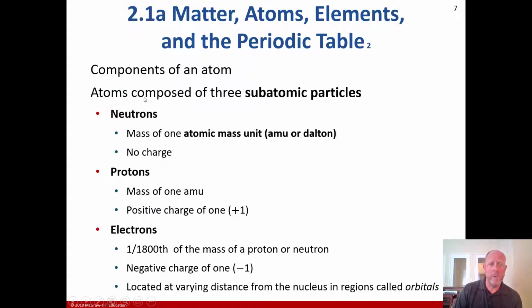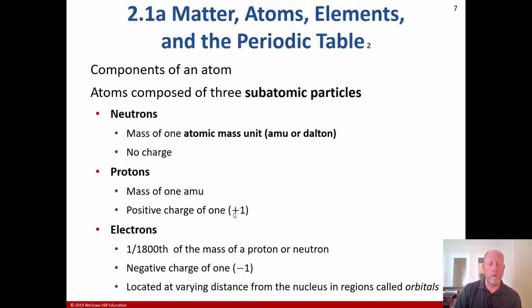The components of an atom, they're basically composed of 3 subatomic particles. Basically, the neutrons and the protons are in the nucleus. The mass of one atomic mass unit is an AMU, or a Dalton, named after the person who basically discovered them or named them, the AMU, the atomic mass unit, back in the early 19th century. There's no charge for a neutron, neutral, right? Proton has the mass of 1 AMU, and basically we're talking about a positive charge for a proton, right?